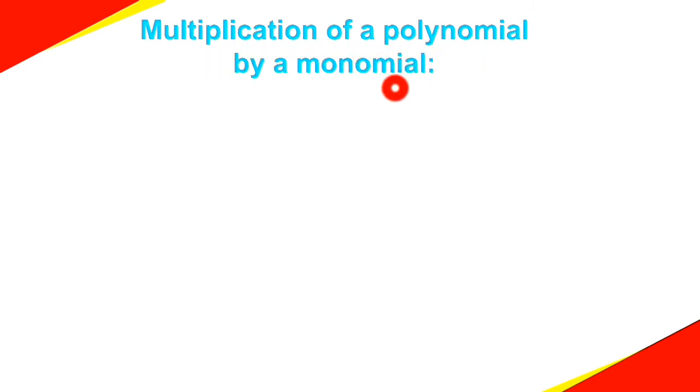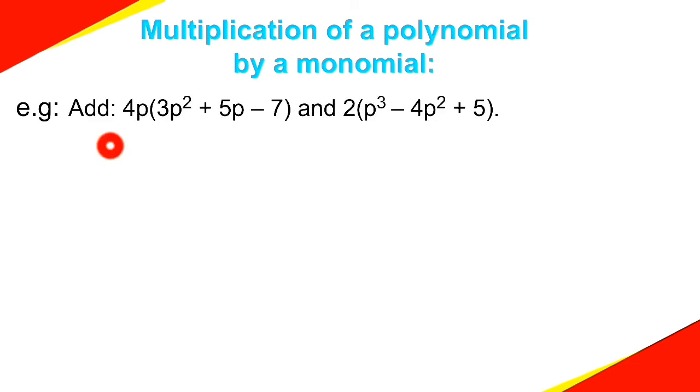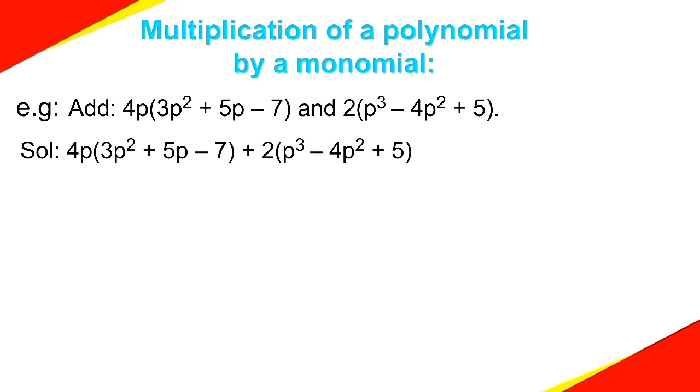Multiplication of a polynomial by a monomial. Example: add 4p(3p² + 5p - 7) and 2(p³ - 4p² + 5). Now we are going to solve. He said to add in the question 4p(3p² + 5p - 7). He said to add the two terms, so that's why we are going to add plus 2(p³ - 4p² + 5).